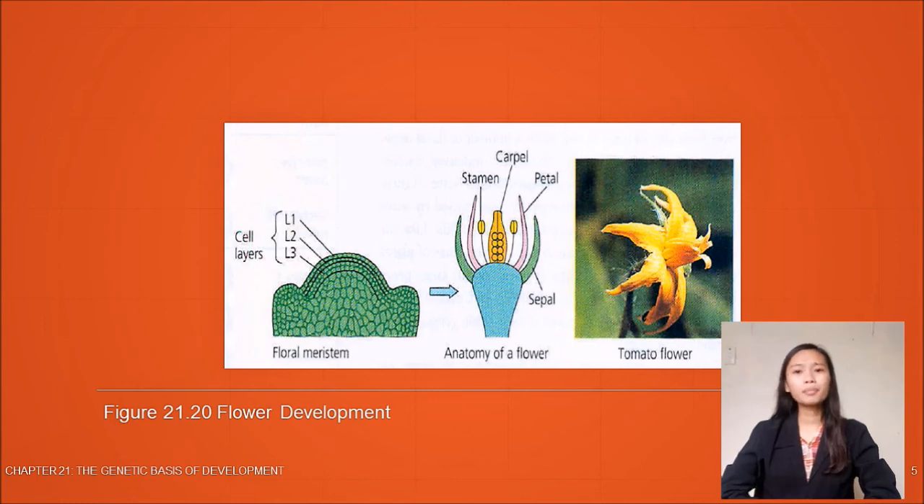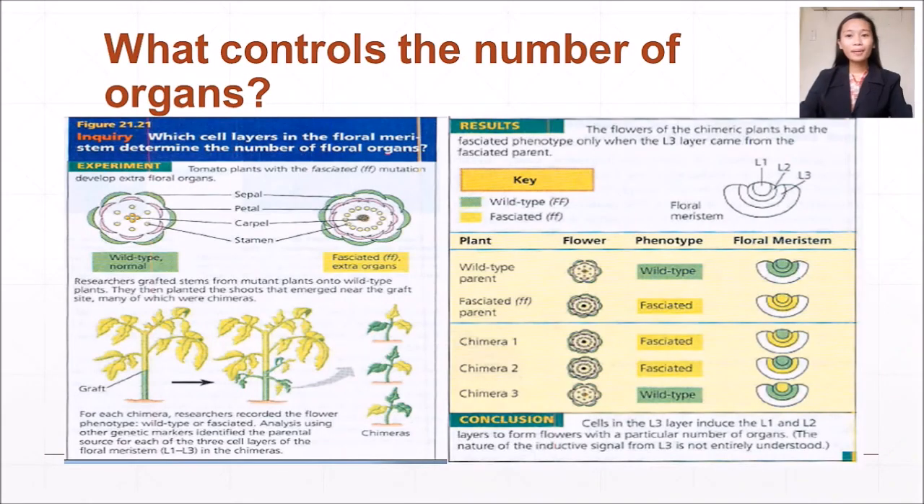A flower is a reproductive structure consisting of 4 types of organs, which are carpels, which contain the egg, the stamens, which contain the sperm-bearing pollen, the petals, and the sepals, which are leaf-like structures outside the petals. Now, in a mature plant, all these types of organs are arranged radially rather than linearly like the body structure of Drosophila. Tomato plants homozygous for a mutant allele called fasciated produce floral organs in abnormally large numbers.